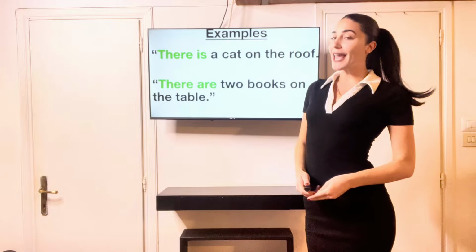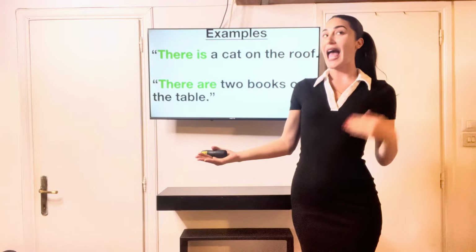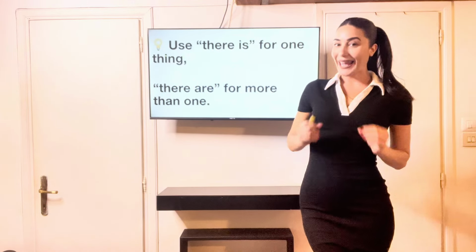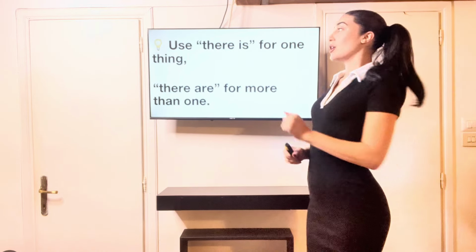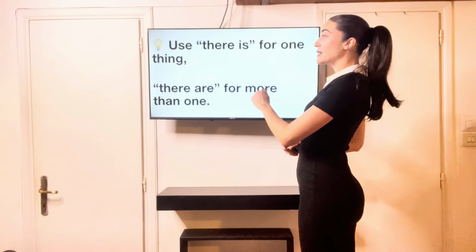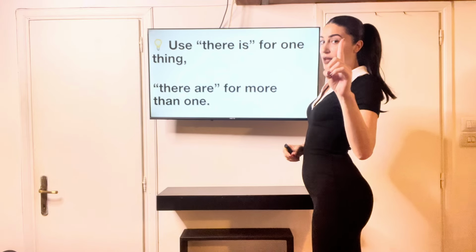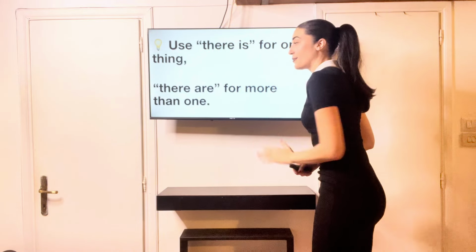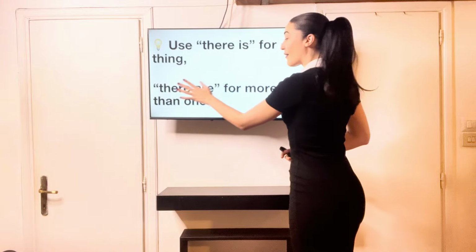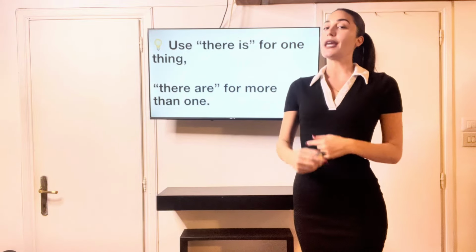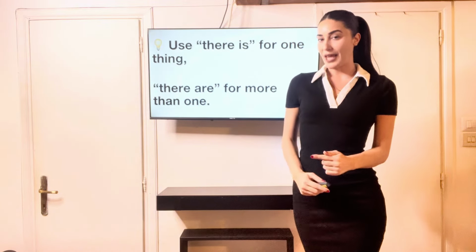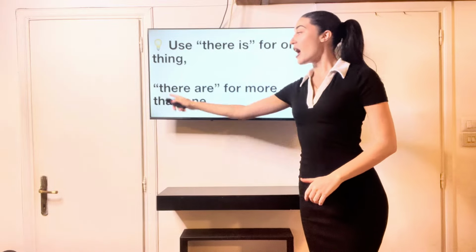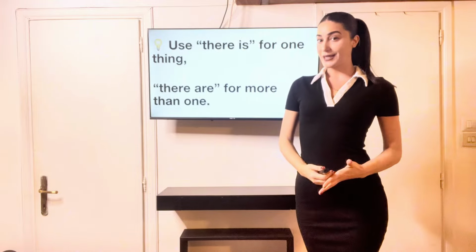Do you think you can guess when to use there is and when to use there are from looking at these sentences? Well, here's the answer, everybody. So, use there is for one thing. So when you are describing one thing, you must use there is. Use there are when you are talking about more than one thing. So one is singular and the other is for plural things.